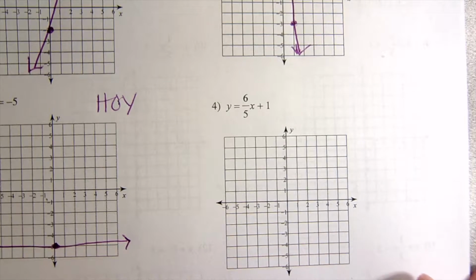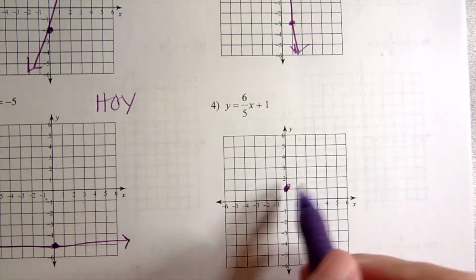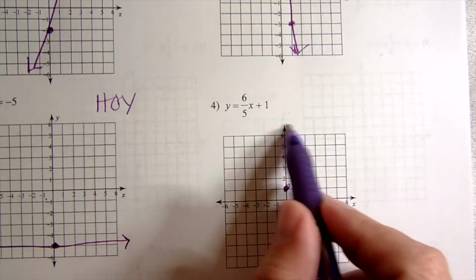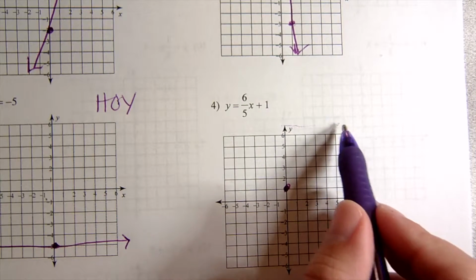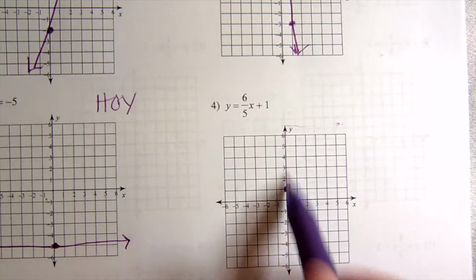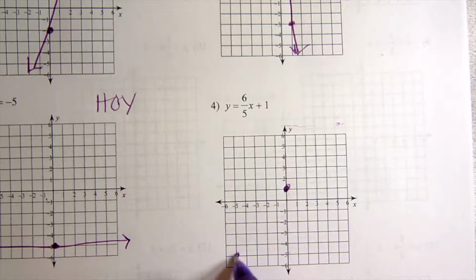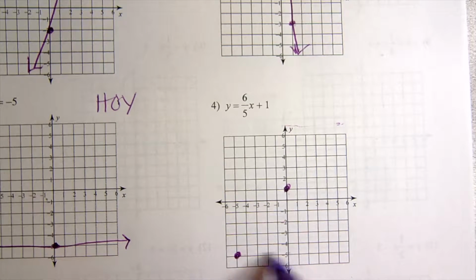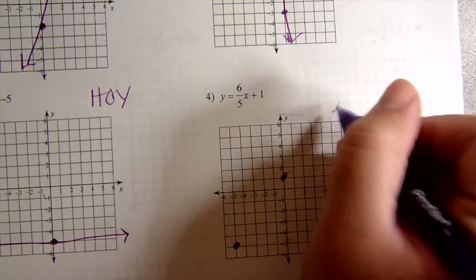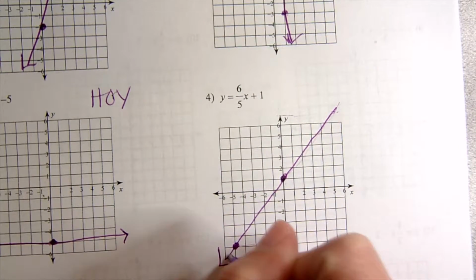Number 4, what point do I plot first? 1. Then where do I go? Up 6 over 5. Well, I'm going to be off the graph if I do that. So instead of going up 6 over 5, I'm going to do the exact opposite, and I'm going to go down 6 and backwards 5. So it's still the same thing. It's just exactly opposite.